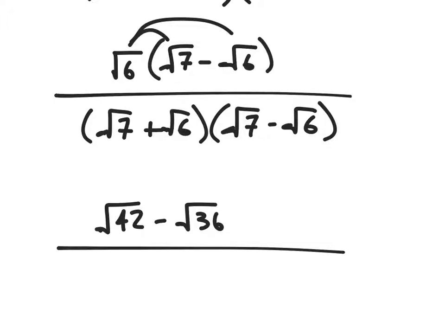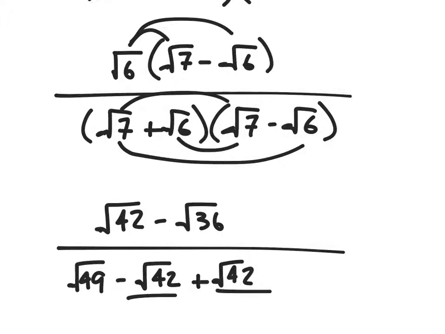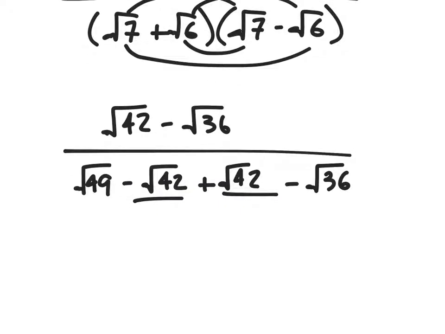Now in the bottom, I have to FOIL this. So I've got square root of 7 times square root of 7. Let's just write that out, square root of 49. Square root of 7 times negative square root of 6 gives me minus the square root of 42. If I do the square root of 6 times the square root of 7, that's going to give me plus the square root of 42. Notice how these two terms are the same and they're opposites. And then the last one, we're going to do minus the square root of 36. Now, let's think about this for a second. These terms here are going to cancel out, to 0.